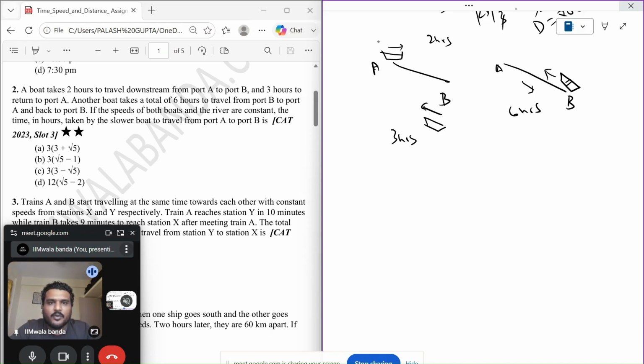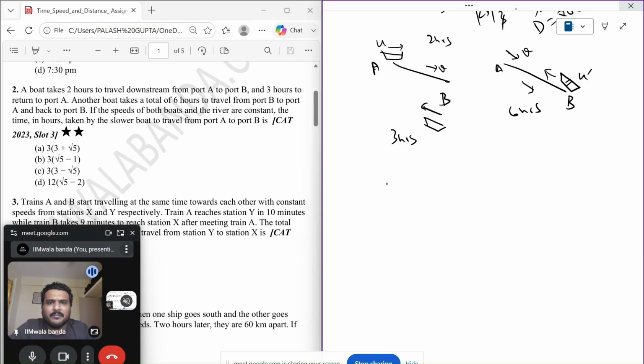Can I say boat speed as u and current speed as v? And there's another boat, so probably u dash, because I don't know if it's slower or faster, but it has to be different, because it is saying slower boat, and by saying that boat and river speeds are constant, it is saying that the river current is the same, v.